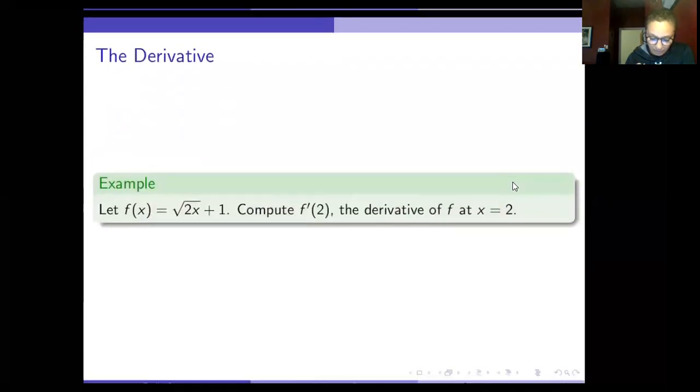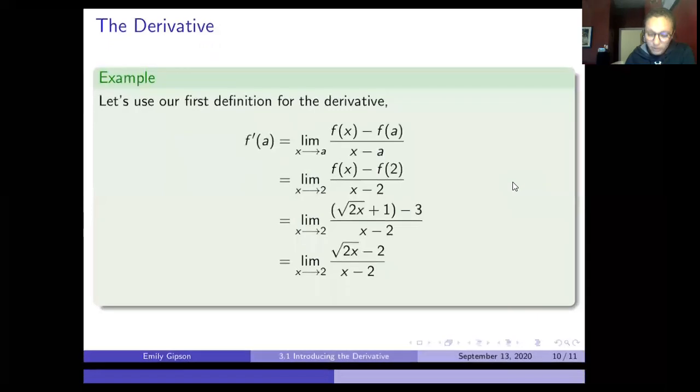So let's see an example. Let f of x equal the square root of 2x plus 1. Compute f prime of 2, i.e. the derivative of f at x equals 2. We're going to use our first definition this time because we don't know what h is, right? And granted, in the last one we didn't know either, but that's not the point. So we're going to use our first definition.